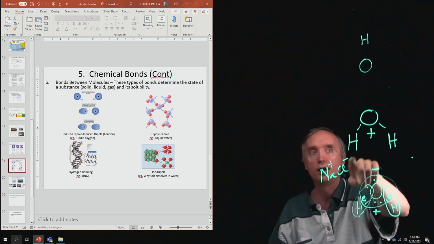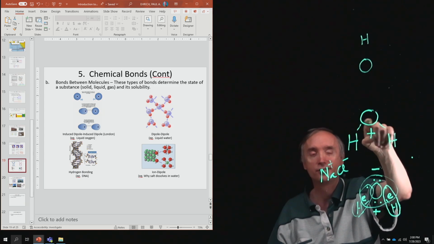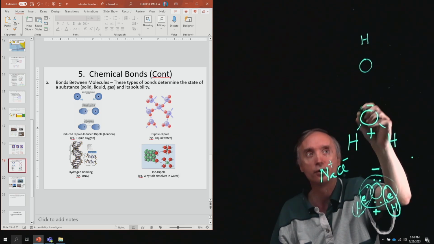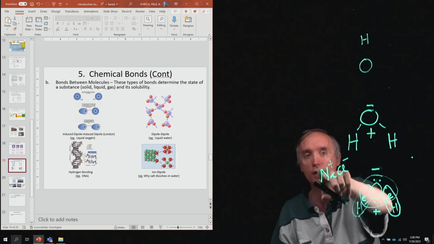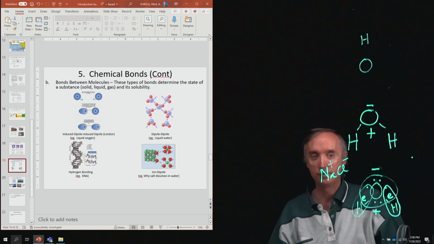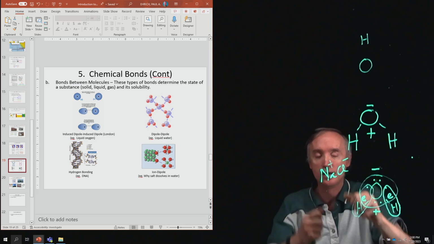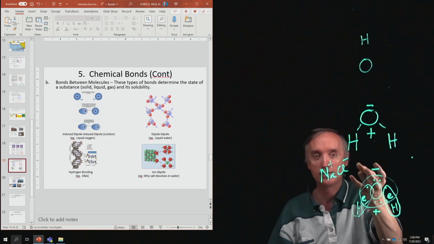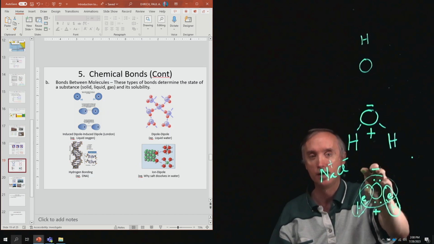And then, similarly, the negative end of the water, so this up here, the negative end of this one is going to be attracted to the positive sodiums, and it's going to surround it as well. So eventually what will happen is water has the ability to pull apart salt and surround it, and so now the salt has dissolved in the water. And it all has to do with the positive and the negative aspects of it.